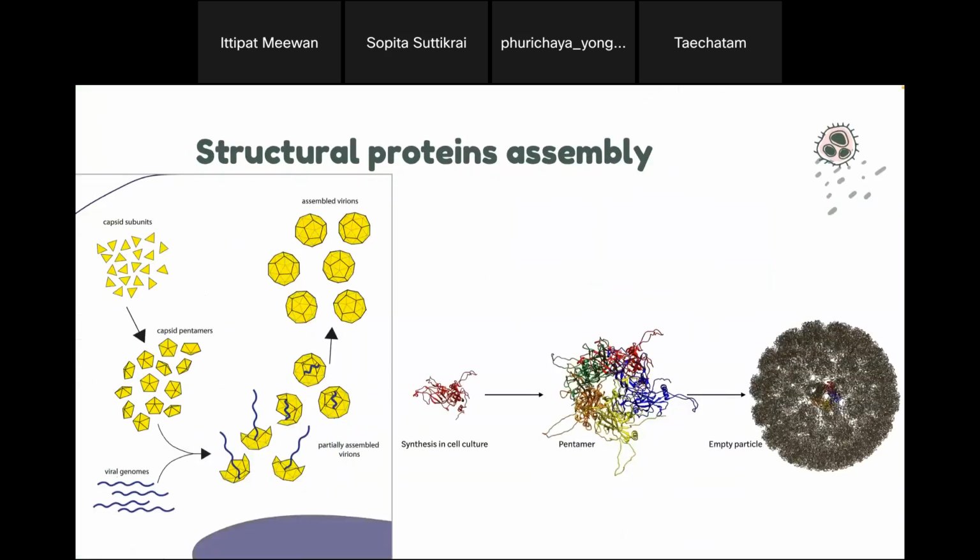Okay, so here's what actually happens when the virus gets into the cells, right? They synthesize the capsid protein. After they get into the cells, they make the mRNA, the positive-sense mRNA, right? And some parts of the mRNA contain the code to make the capsid proteins here.